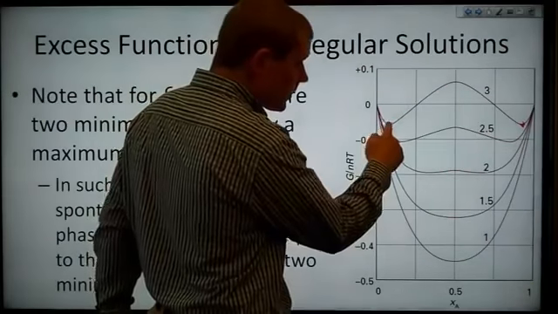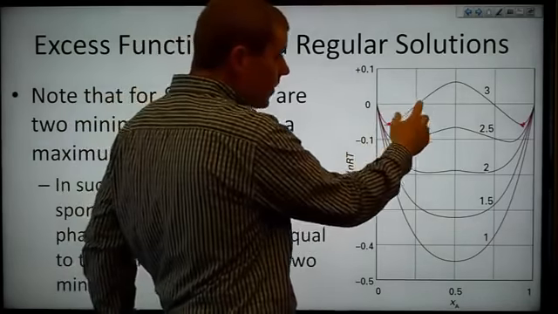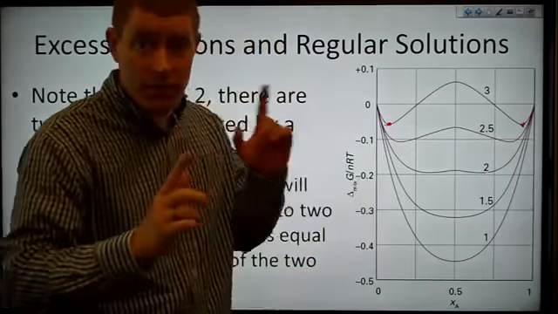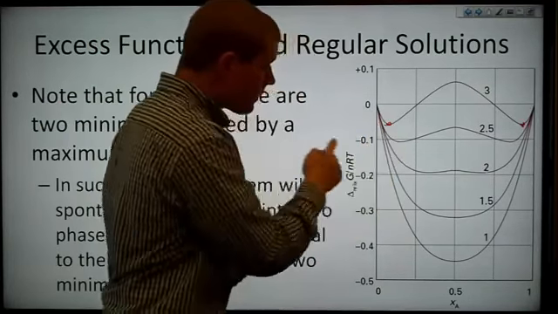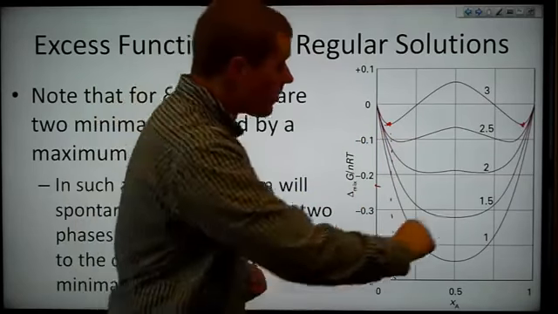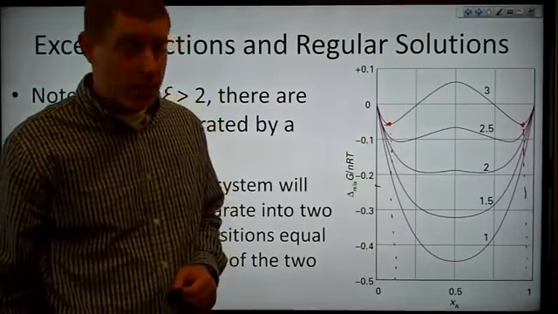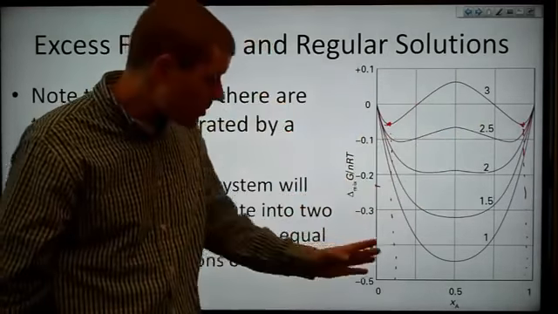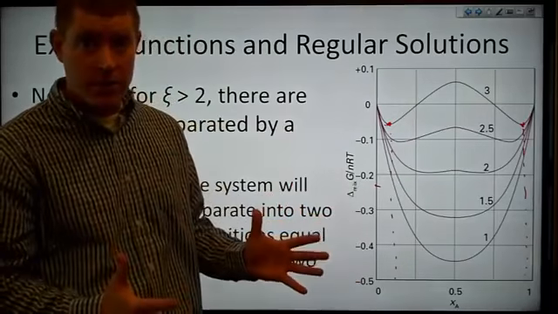So if we look at, say, this curve for xi of 3, if we try to make a mixture that is 50-50, we won't get one phase with a mixture of 50-50. What we'll get is one phase with a value of this mole fraction, and another phase with that mole fraction for its composition, and the ratio of each of those will depend on the mole fraction that we have in the total composition.